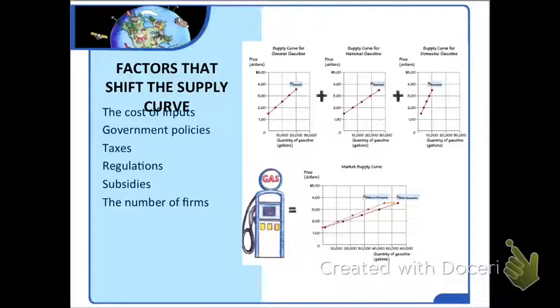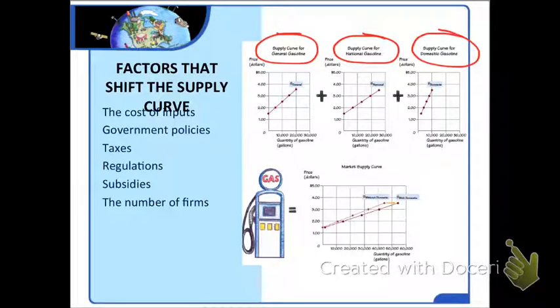Another factor that can affect the supply curve is if the number of firms that produce a good increases. Then supply will increase as well. This figure shows the supply curves for a number of different gasoline stations. It shows the supply curve for general gasoline, the supply curve for national gasoline, and it adds a third gasoline company called domestic gasoline. So we have 3 gasoline companies.